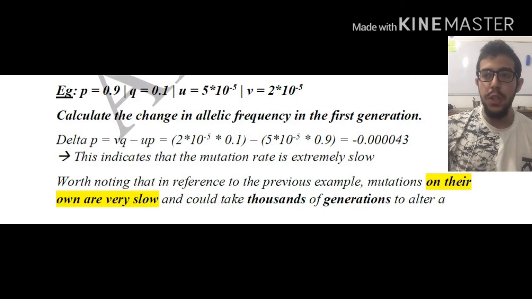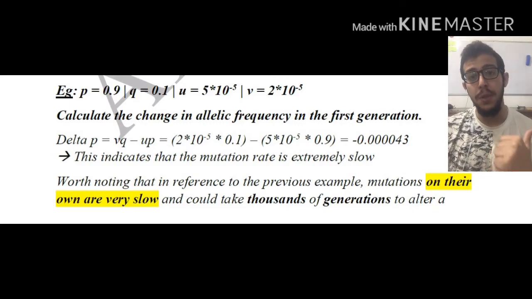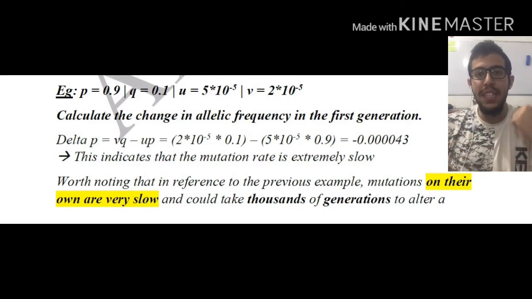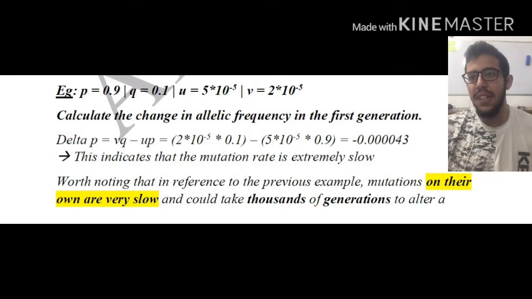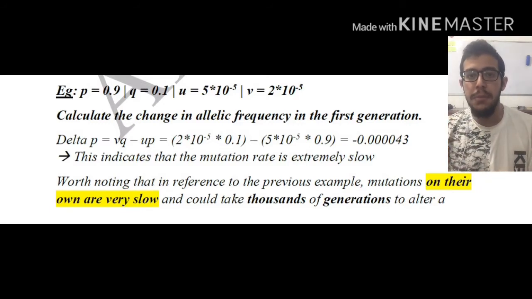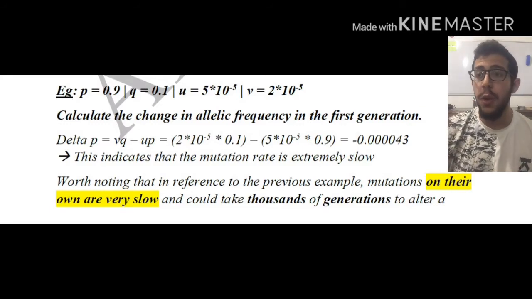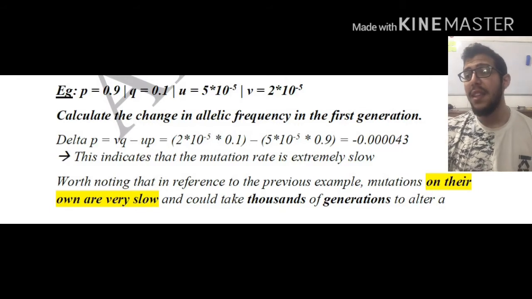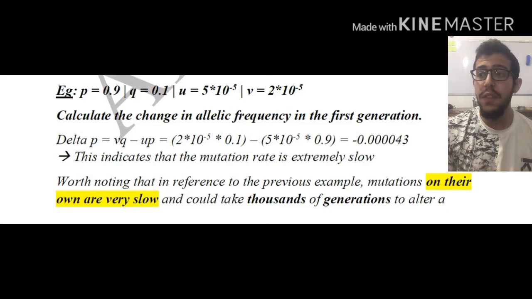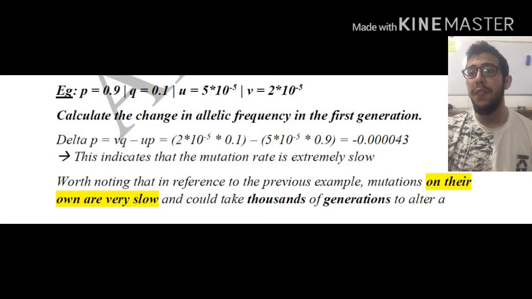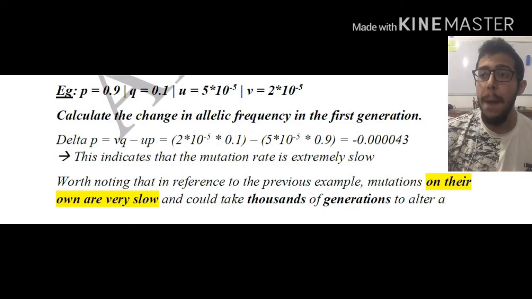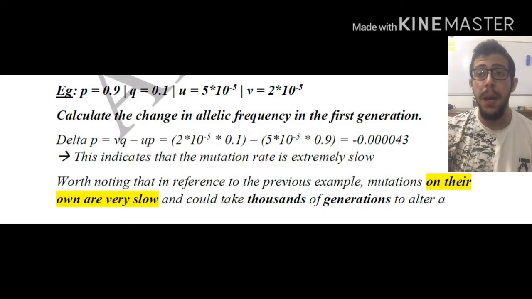The change is referred to as delta. So delta p is equal to the reverse mutation rate multiplied by the population, since we're calculating the change, as we discussed in a previous slide. So we've got the reverse mutation times the population minus the forward mutation times the population. Now we simply plug in our values: 2 multiplied by 10 to the power minus 5, multiplied by 0.1, which is the frequency of the q allele, minus 5 multiplied by 10 to the power minus 5, which is the forward mutation rate, multiplied by 0.9, which is the frequency of the p allele.